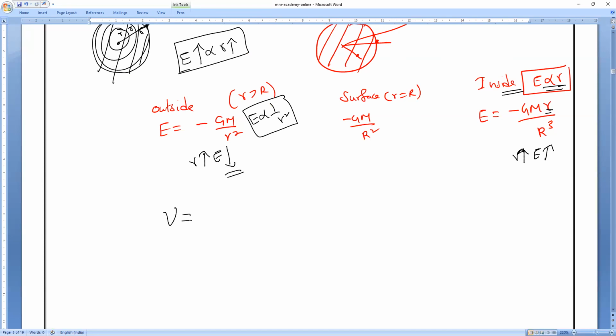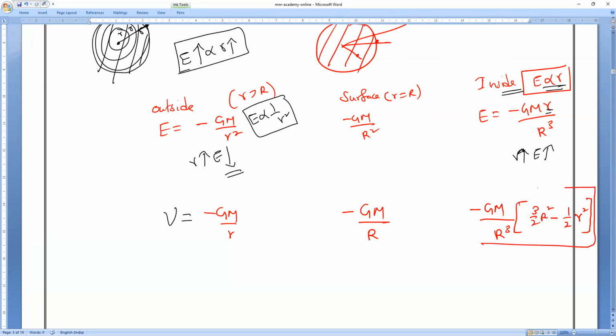So for that, what is the potential? Potential outside of a solid sphere, anybody? Minus GM by r. Next, on the surface, minus GM by capital R. But inside is very tough: minus GM by R cube into 3 by 2 R square minus 1 by 2 small r square. So this is the inside. Yesterday also we wrote it, just write it again. Anybody having any doubt, you can ask me, or else we'll proceed.